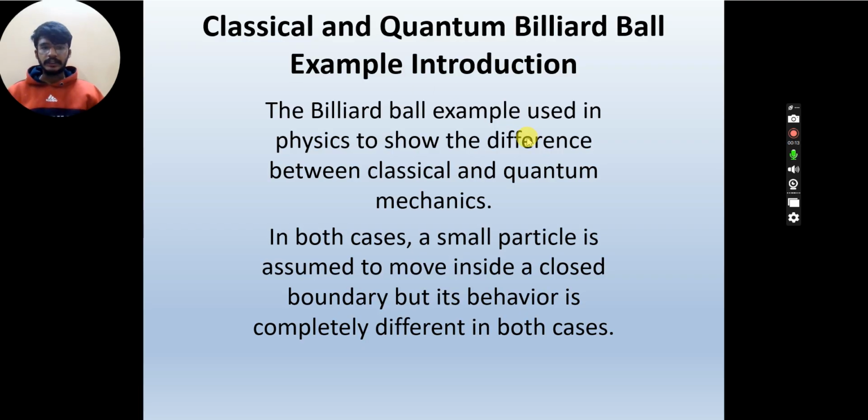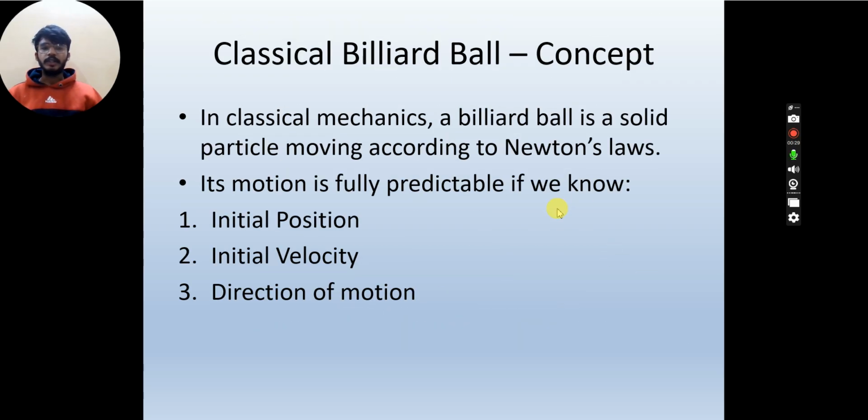Classical and quantum billiard ball example introduction. The billiard ball example is used in physics to show the difference between classical and quantum mechanics. In both cases, a small particle is assumed to move inside a closed boundary, but its behavior is completely different in both cases.